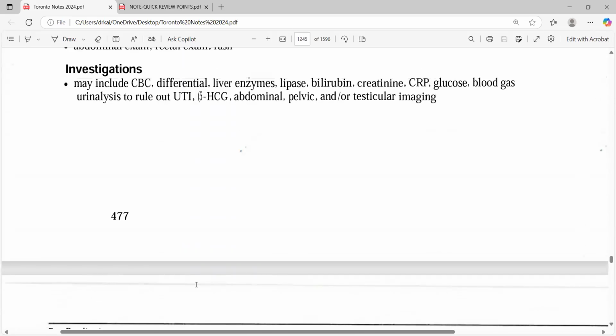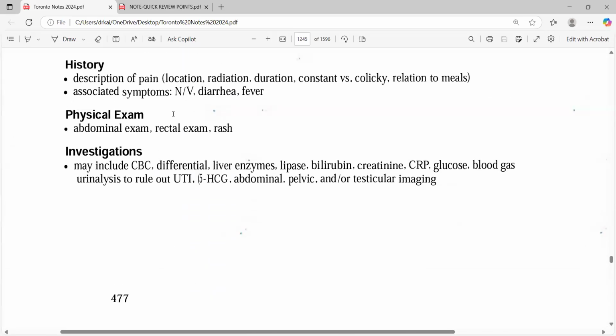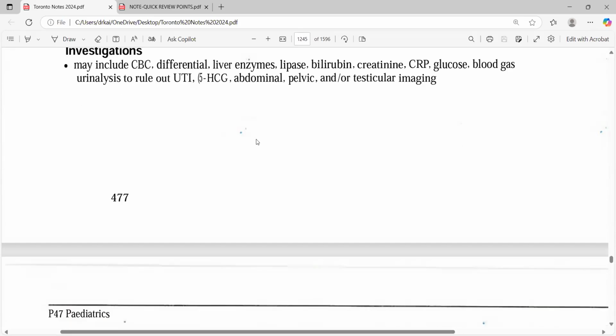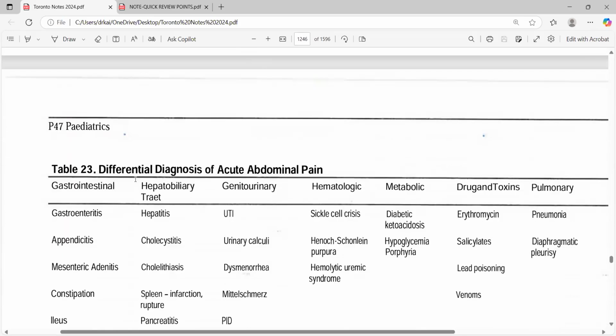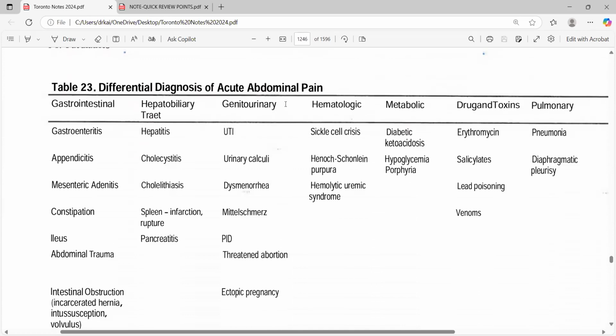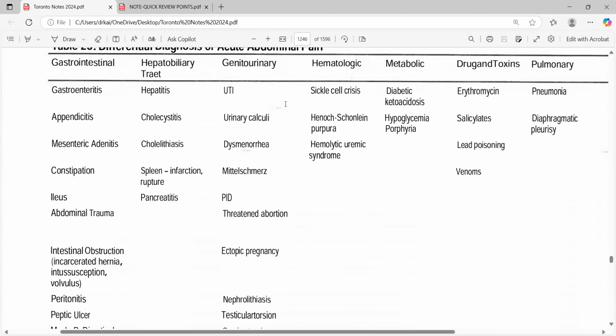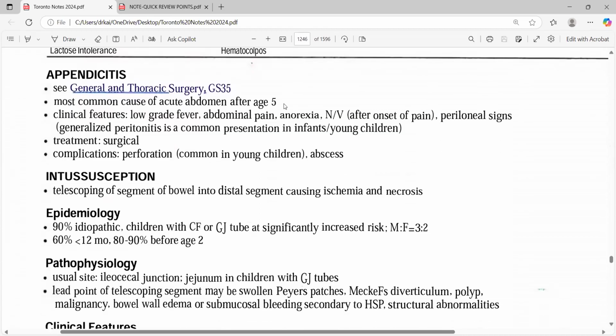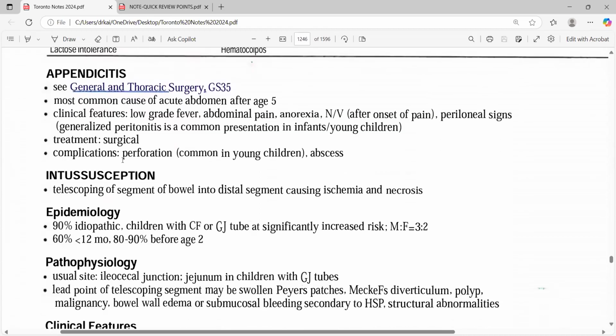So in abdominal pain, always think of it even if a female comes, let's suppose 13, 14, and she's menstruating. So don't forget about beta HCG. And whenever a female or a male, whatever child comes and is excessively crying, don't forget about UTI. Okay. Then appendicitis, we already discussed this one. Then perforation is one of the most common in young children.